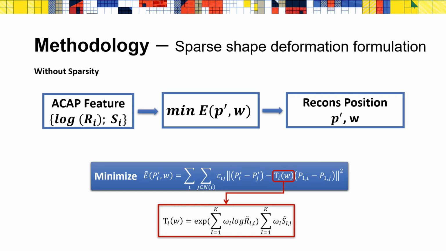Given the SAP feature, and we want to do the data-driven deformation, the key idea of data-driven deformation is to blend the SAP feature with the weight. So the key idea is to solve the weight and the new position together. Here we involve a new energy. We can look at the energy.